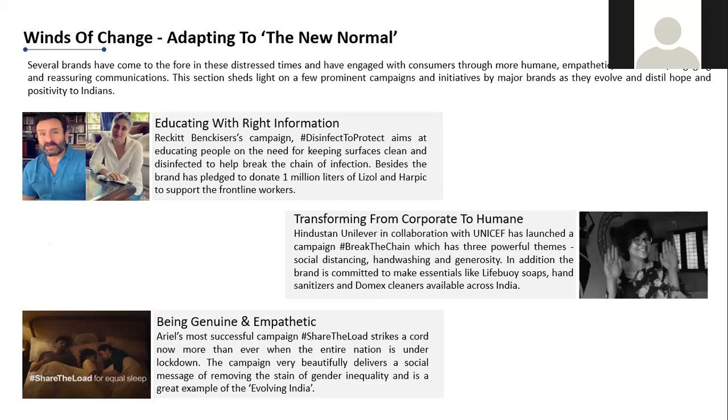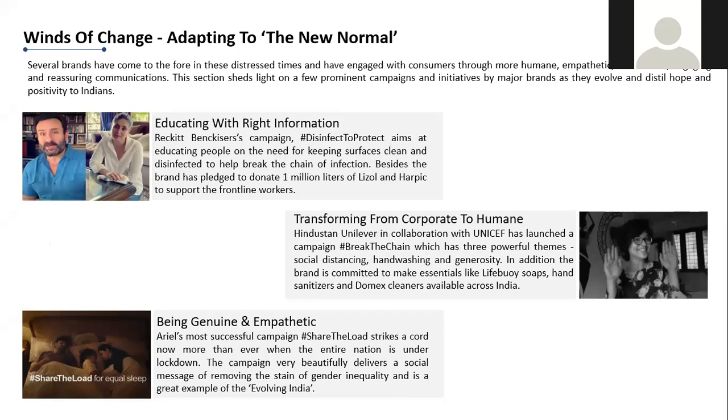So we've tried to see how brands can succeed in a time like this, when everything around you is changing. One is to educate consumers with the right information, say the right message, and a case in point is Reckitt Benckiser. Their whole hashtag Disinfect to Protect was aimed at educating consumers on why it is so important to keep surfaces clean and disinfected, so as to help break the chain of infection. So educating with the right information is point number one. It's one of the most critical things that a brand should do during times like this.